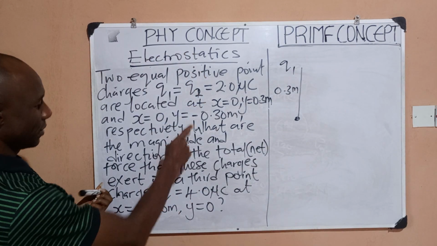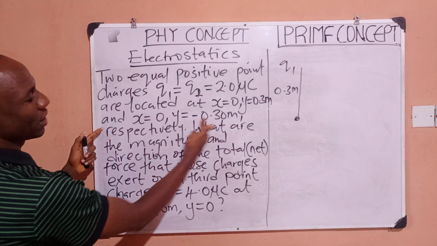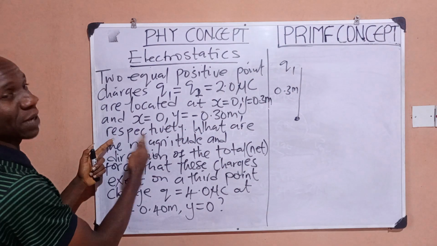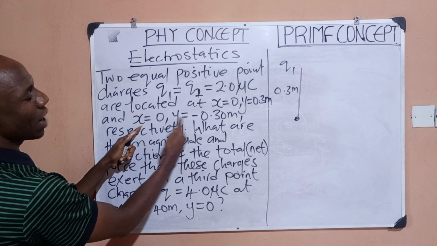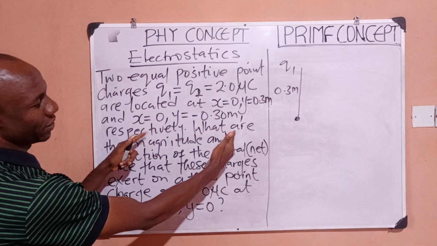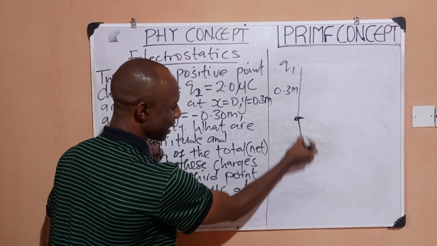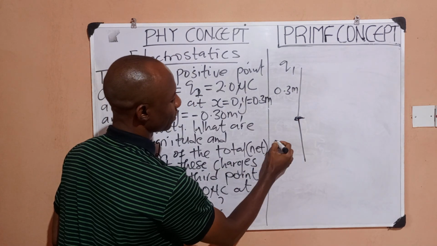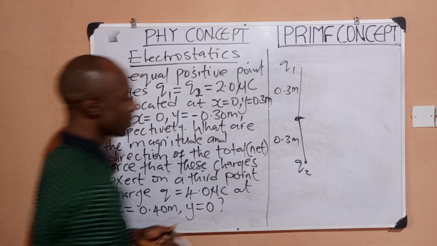And they said x equals 0 and y equals negative 0.3 respectively. So it means Q2 is located at x equals 0, y equals negative 0.3. So it means that Q2 is along the negative y-axis. So this is 0.3 meters. So this is where we have Q2.